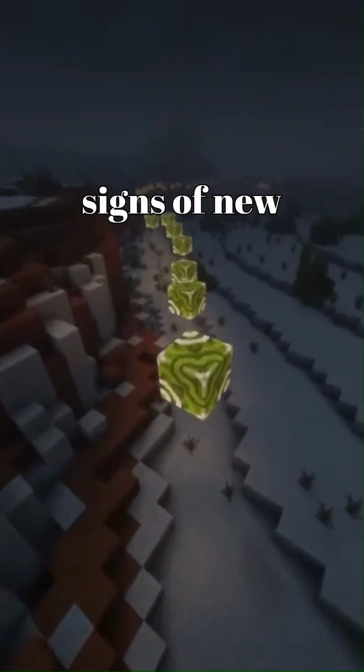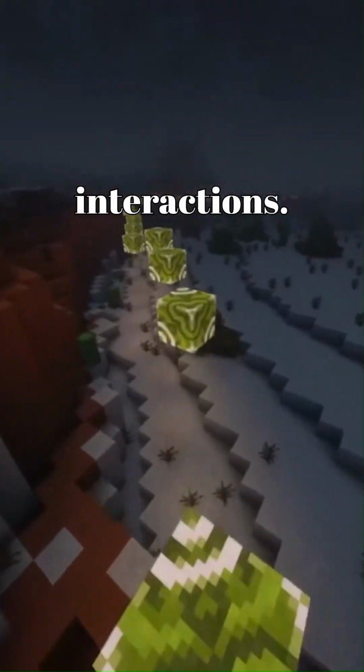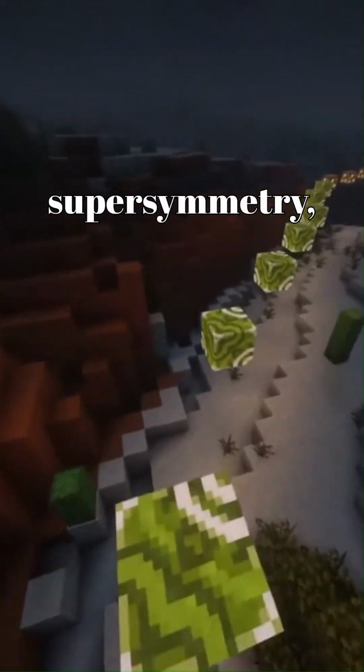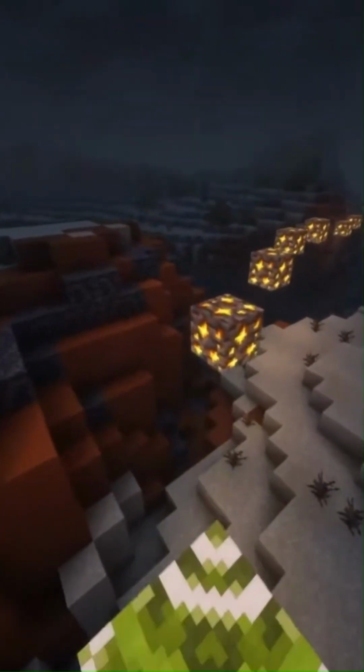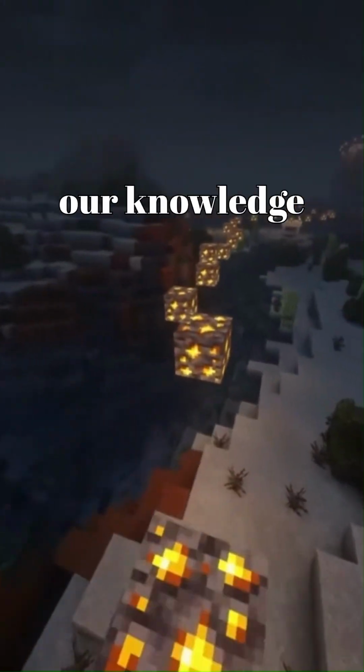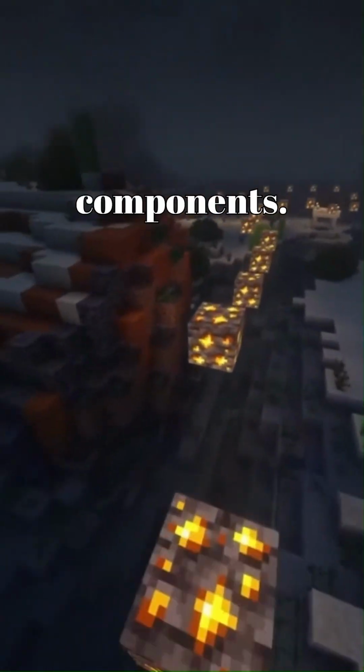Experiments at particle accelerators, such as the LHC, look for signs of new particles, forces, and interactions. Theories like supersymmetry, extra dimensions, and string theory offer potential answers. Understanding new physics could revolutionize our knowledge of the universe and its fundamental components.